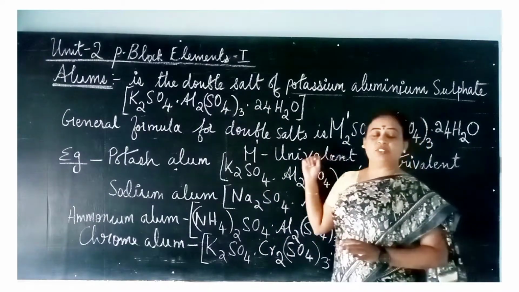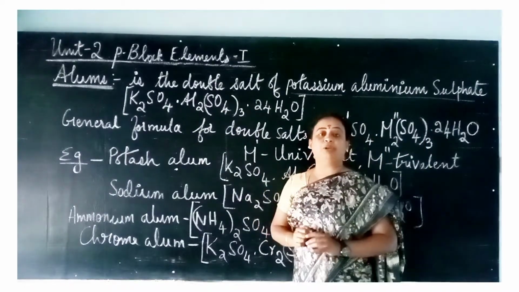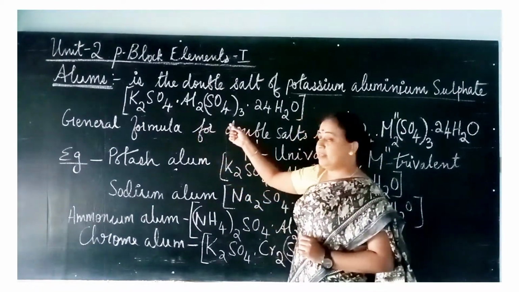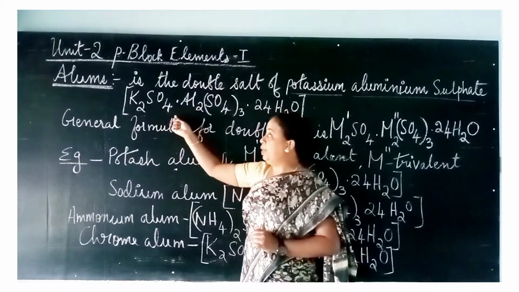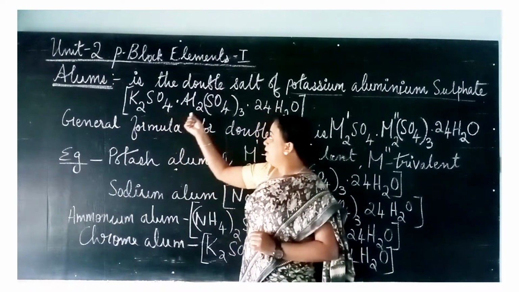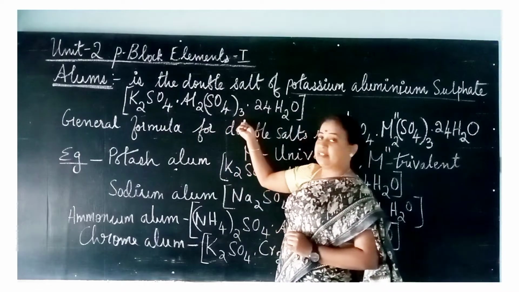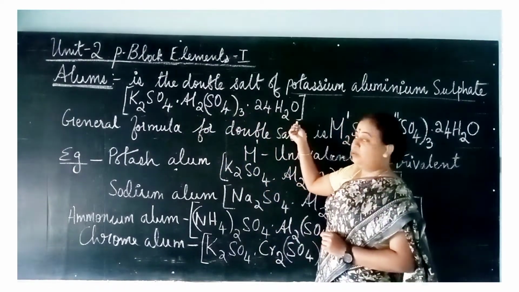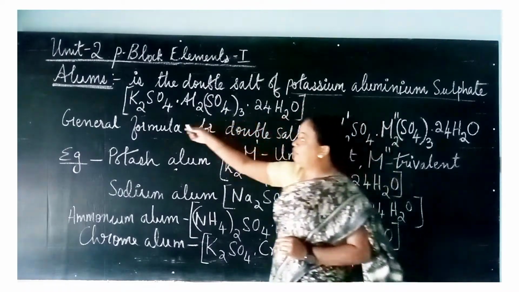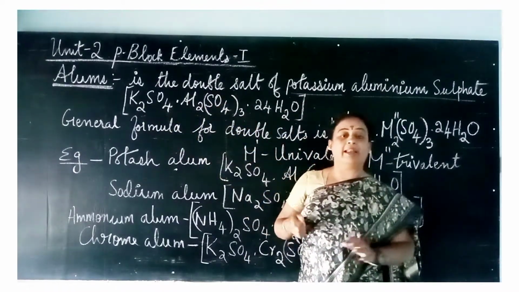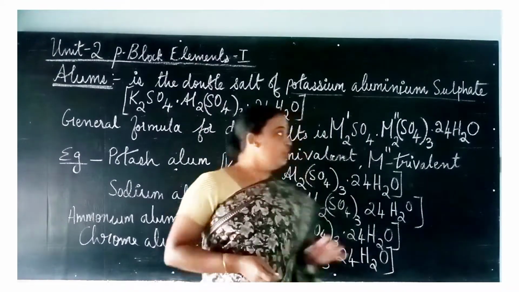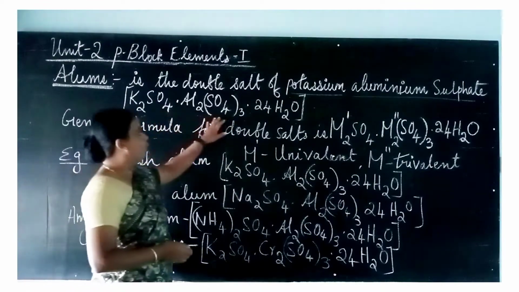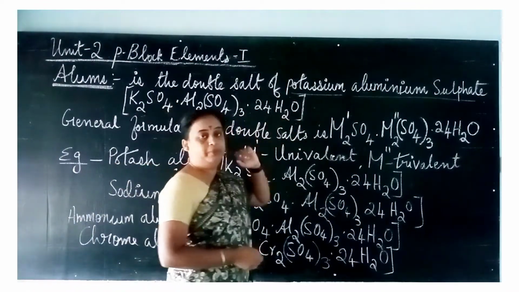Along with these two salts, 24 water molecules are also present. For that reason, the formula for alum is K2SO4, where K2SO4 means potassium sulfate, then Al2(SO4)3, that is aluminium sulfate, with 24 water molecules. So this is the formula for alum. The molecular formula for alum is K2SO4, Al2(SO4)3, 24H2O.